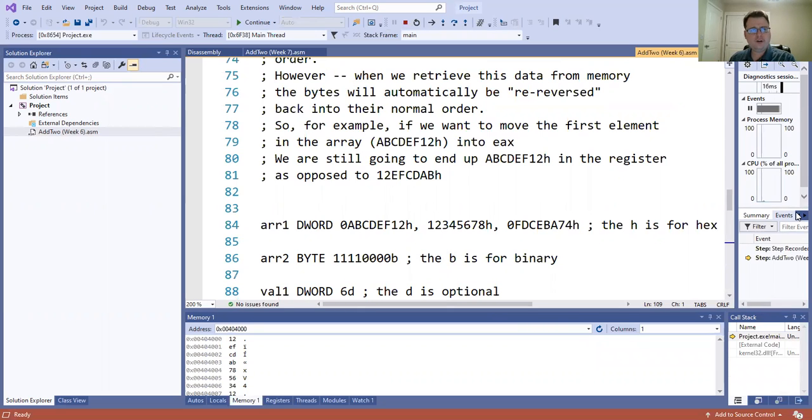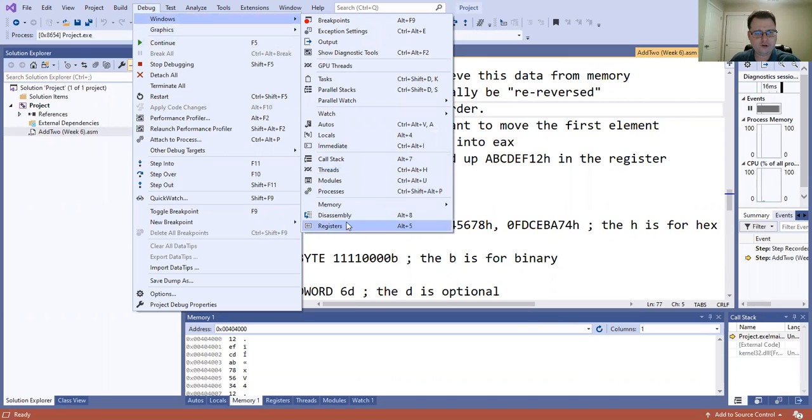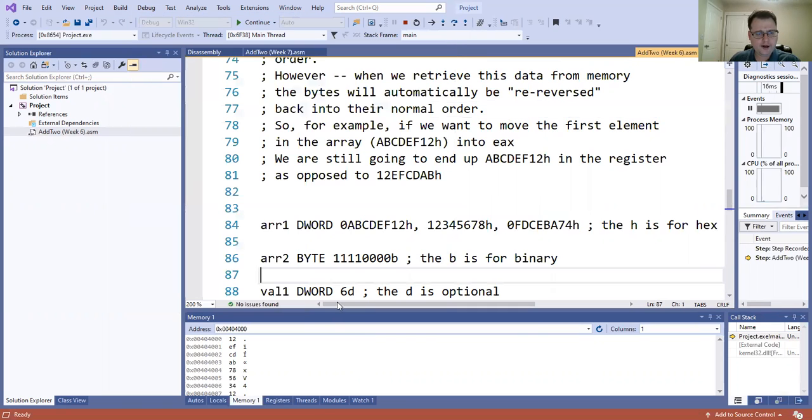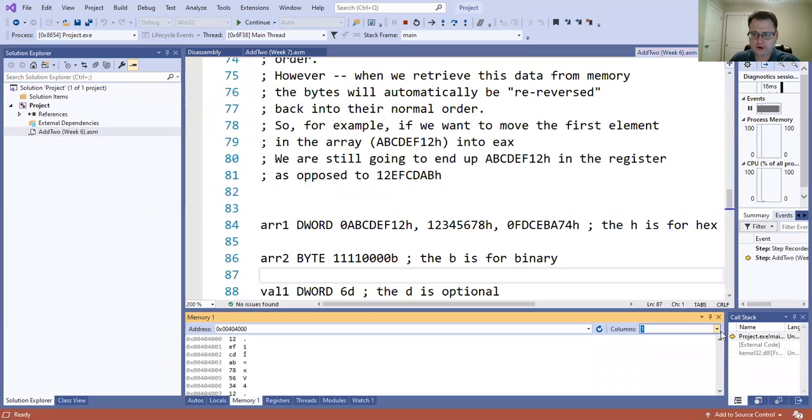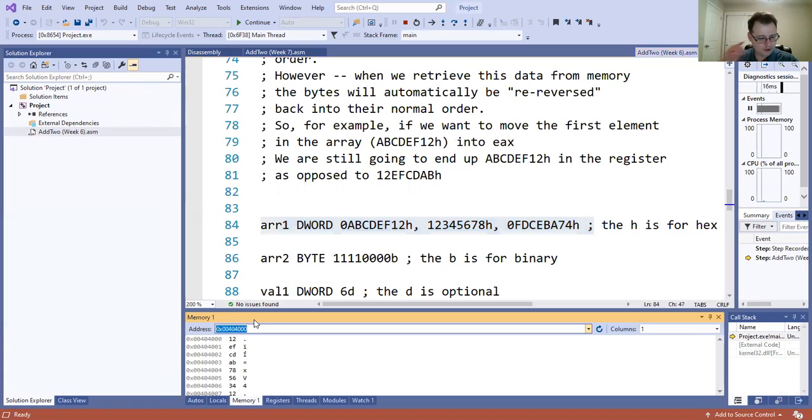So now we've stepped into this, and if you ever need to set up things like the memory pane and the registers, remember that's under Debug, Windows, and then you have your Registers, Memory, and Watch windows, as we've shown before. But here we already have our memory tab up. We have columns set to 1 here, so that we can see each individual byte, each individual address on a separate line. And now we can look directly at ARR1 in the memory pane.